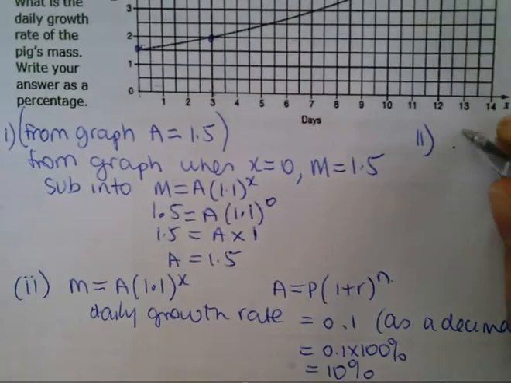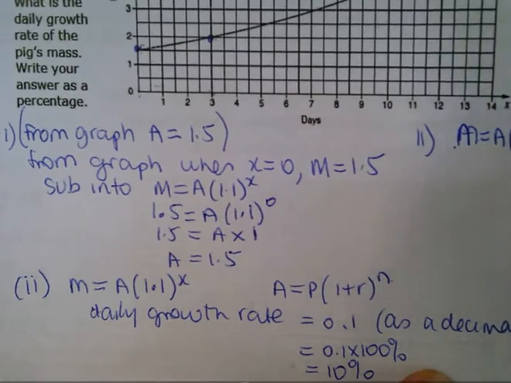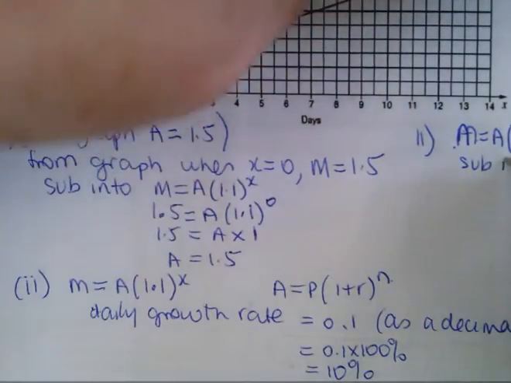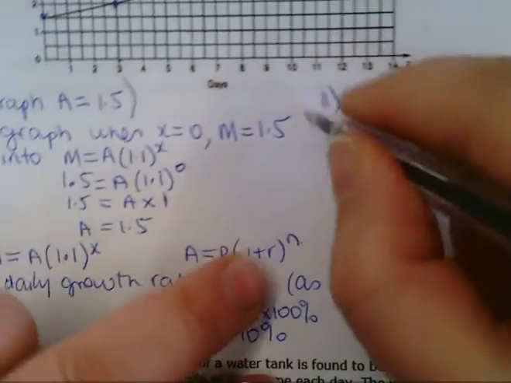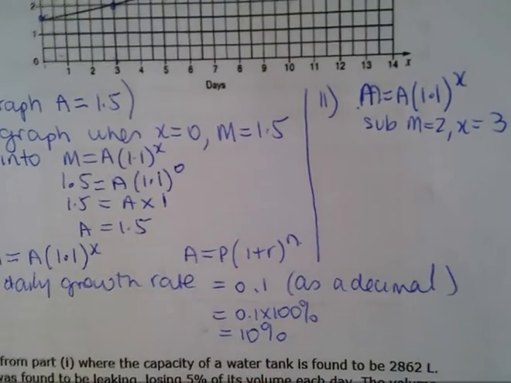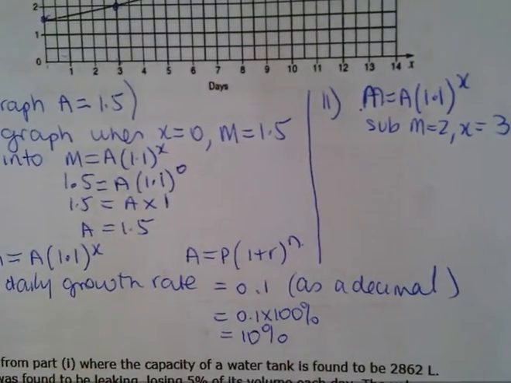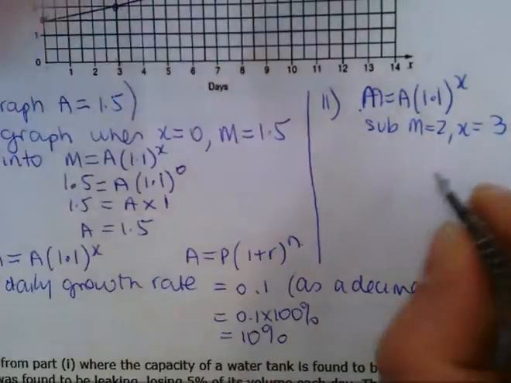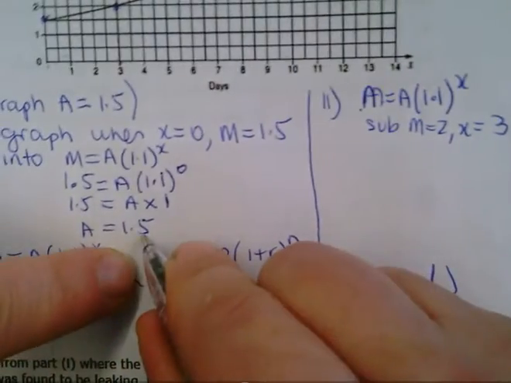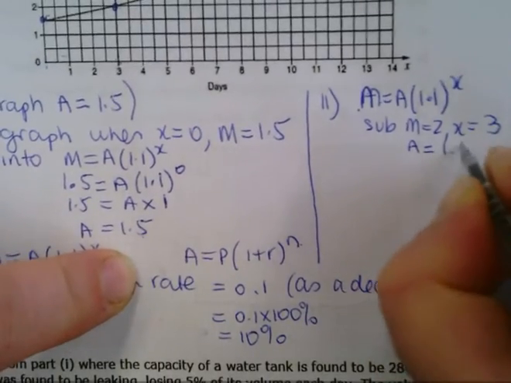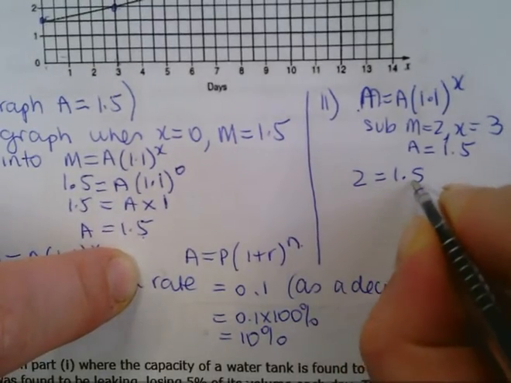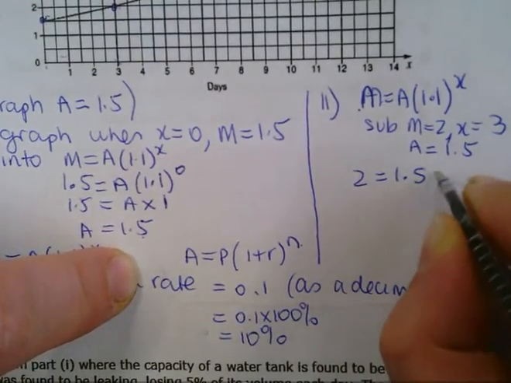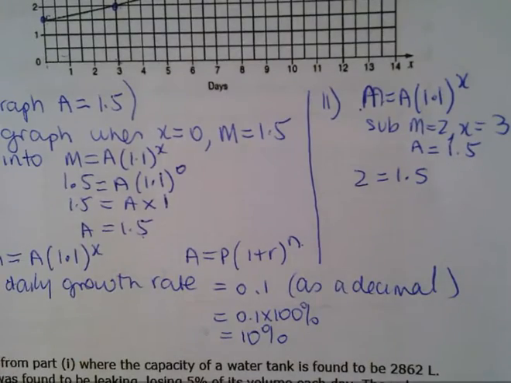So I know my formula is M equals A times 1.1 to the power of X. I'm going to substitute M is 2, X is 3. I'm going to try and do part 2 another way. One way is to recognize it as a compound interest type application. The other way is to substitute a point. We also know that A is 1.5 from part 1. Okay, so I've got 2 equals 1.5. This is just not going to help me, is it? You just got to recognize it as that.